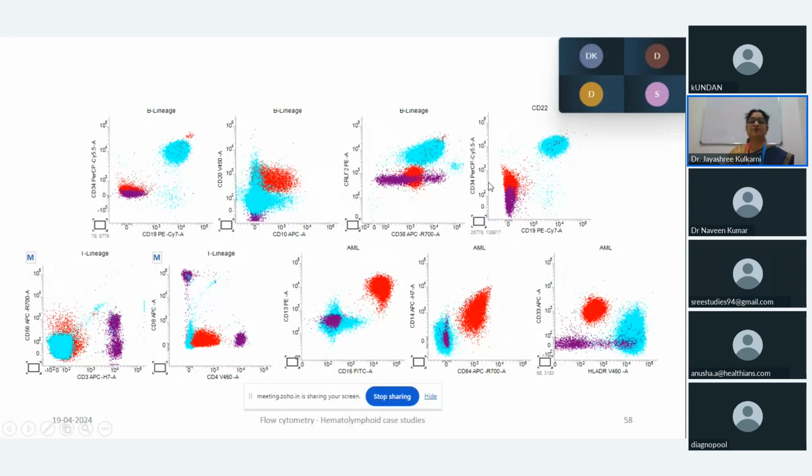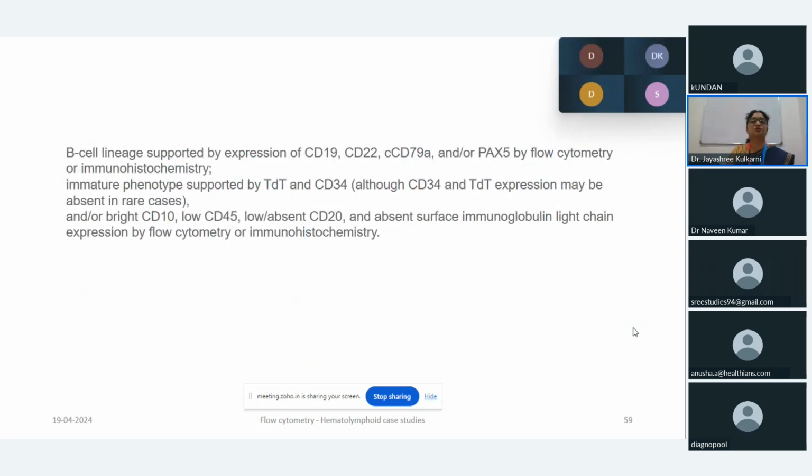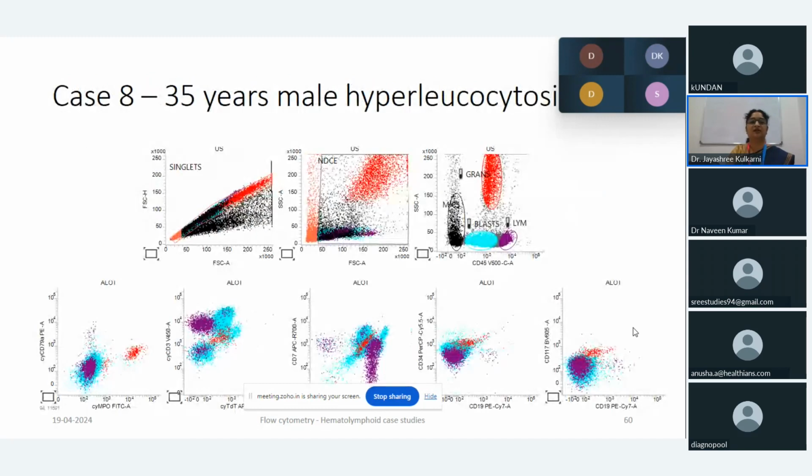Coming to the further tubes, we saw that the B and T markers were negative, myeloid markers were negative, but you see some CD33 positivity here. So these are all aberrant markers. And whenever you see CD13 and 33 positivity, you should think about Ph-positive ALLs. So you need to do your cytogenetics and look for the 9;22 translocation. Okay. So this is all we have covered already.